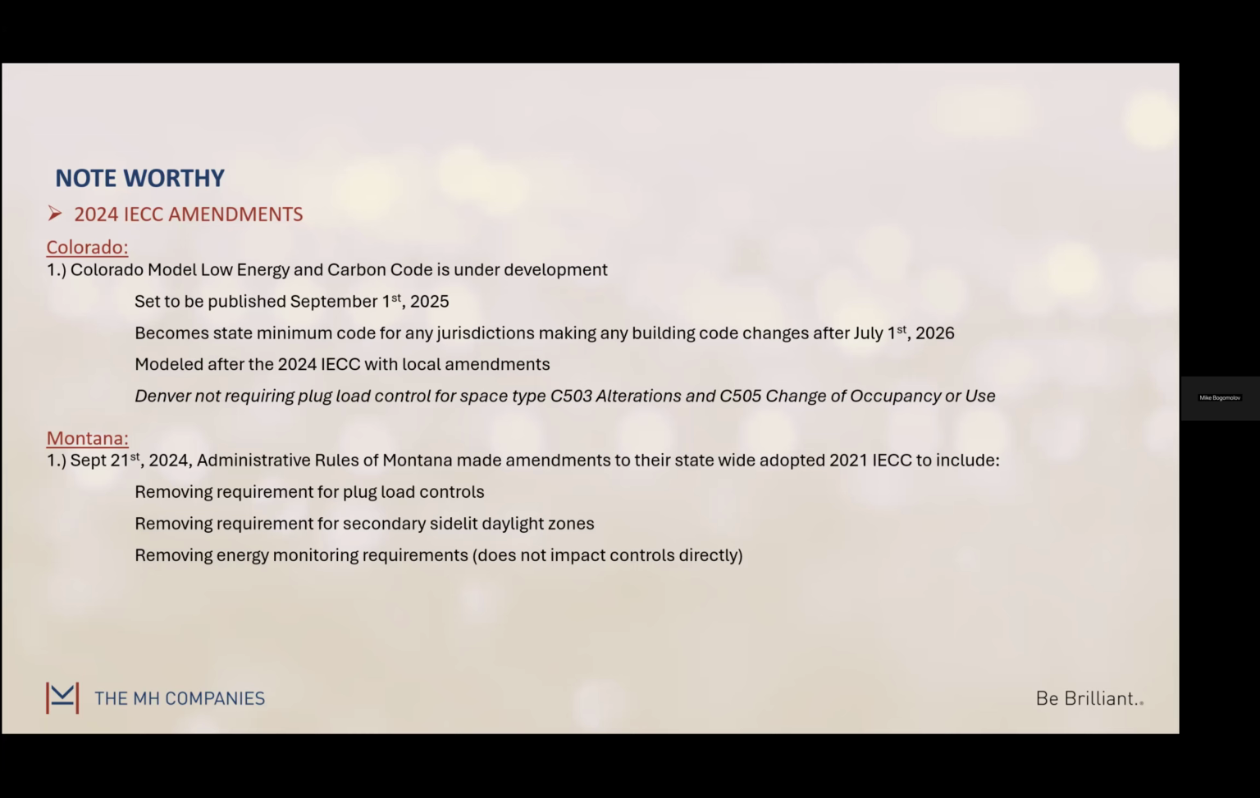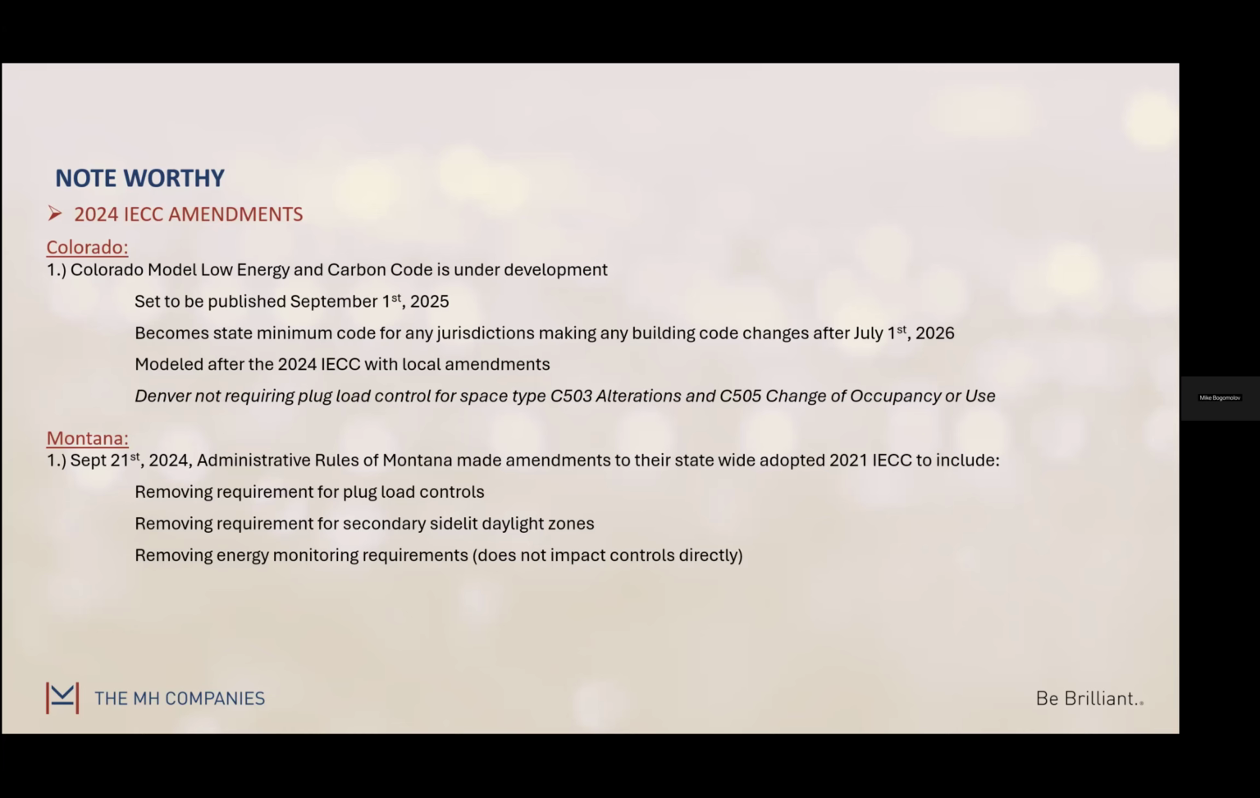For Montana folks, you have been under the 2021 IECC for some time, but it sounds like back in September of last year, the admin rules of Montana decided to amend some sections out of that code. So you are no longer affected by plug load control requirements as part of the 2021 IECC. They also nixed the secondary side lit daylight zone, so you only have to worry about your primary daylight zone at this time. Again, I don't know what happens once 2024 is being looked at and adopted. I don't know if they're going to change their mind and go back to including some of these items, or just exclude them up front.